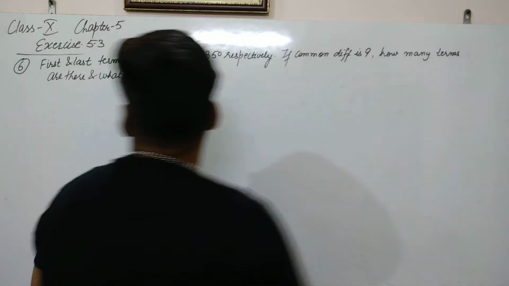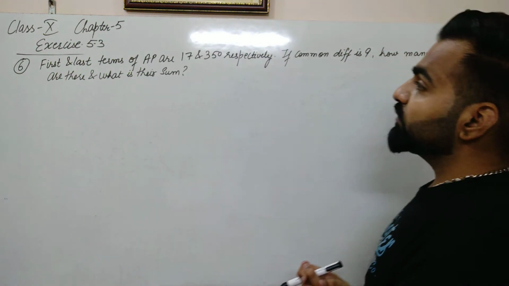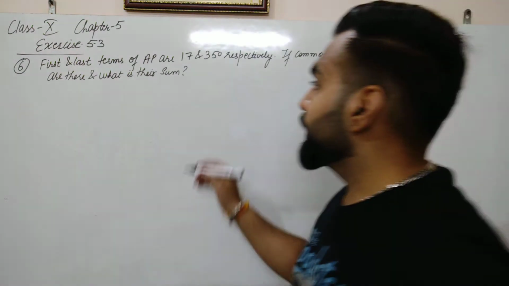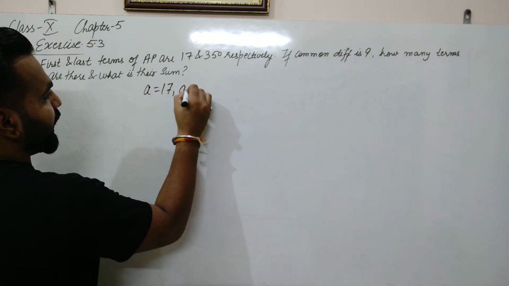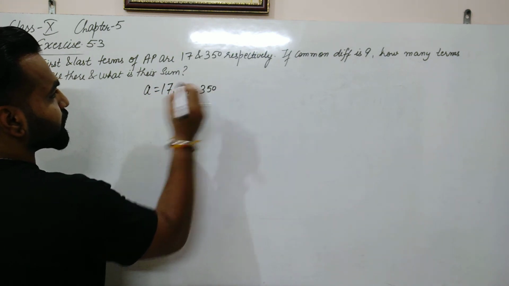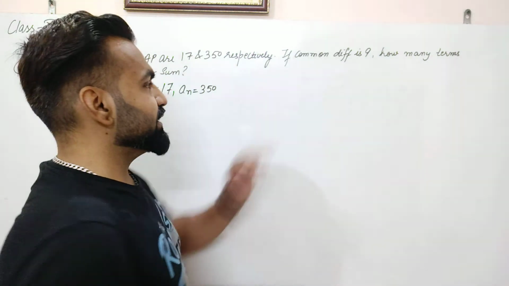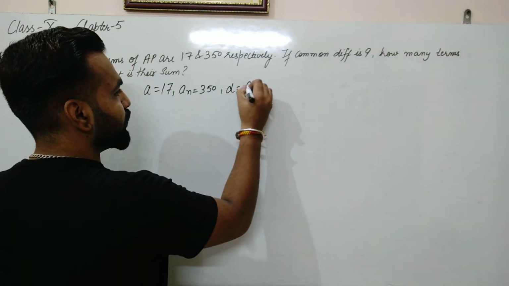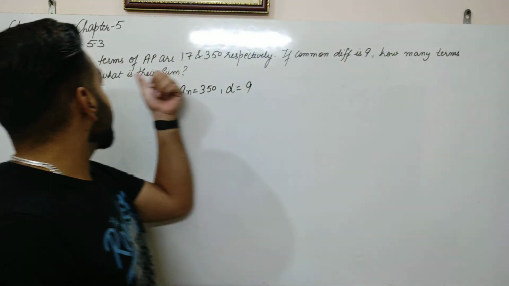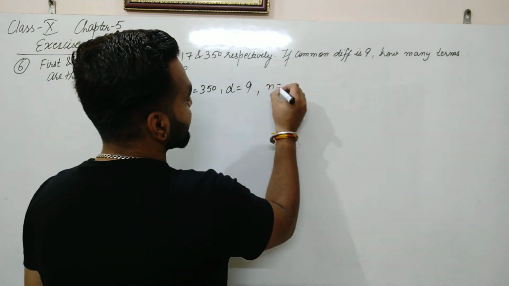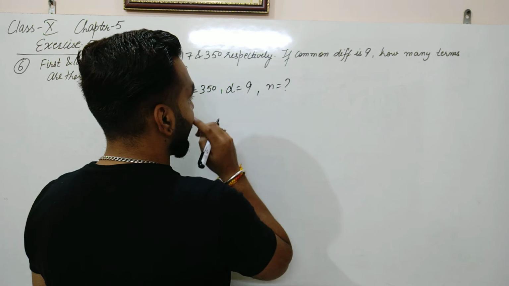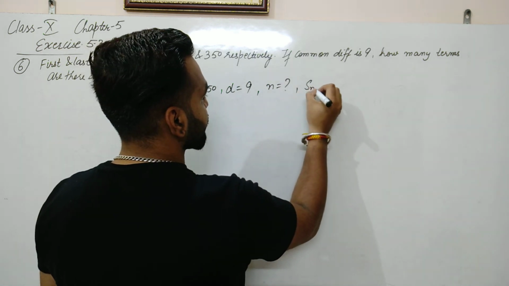Question number 6. The first and last terms of an AP are 17 and 350. So A is 17, An is 350. If the common difference is 9, D is equal to 9. How many terms are there and what is their sum? So we have to calculate n and Sn.